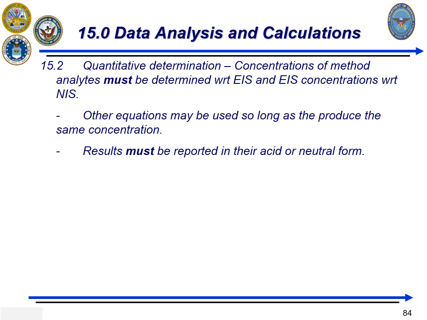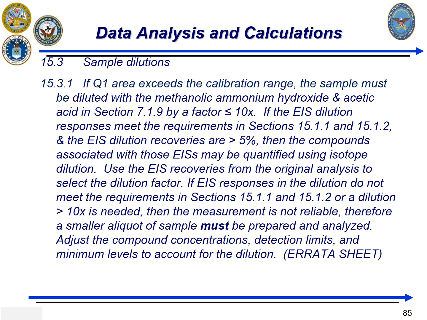Concentration of method analytes must be determined with respect to EIS concentrations, and EIS concentrations must be determined with respect to NIS concentrations. Section 15.2 also states that other equations may be used so long as they produce the same concentrations as the equations presented in this section. Once again, this section also states that the results must be reported for method analytes in their acid or neutral form. The recently published errata sheet updated sample dilution requirements that are found in section 15.3.1.